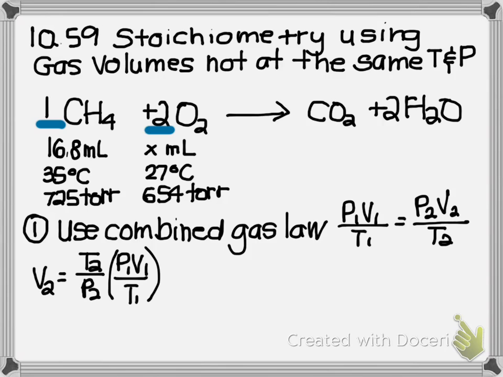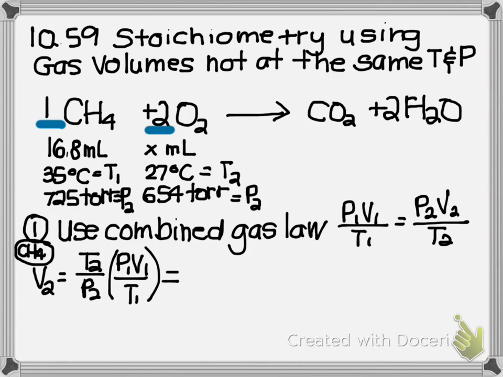Before I plug in, I want to remind you that the temperatures must be in Kelvin. This is temperature 2 and pressure 2, and this is temperature 1 and pressure 1. Remember, what I'm trying to do is change the temperature and pressure of my methane and determine the volume of my methane. So I'm not determining anything for oxygen right now. This is all for methane.